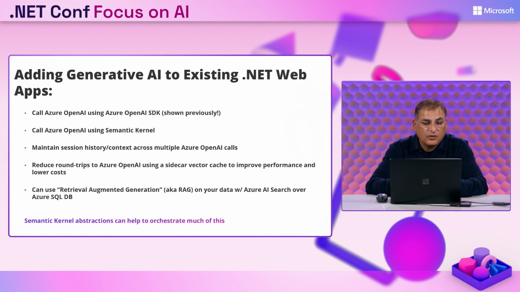Or if you're looking at using a sidecar pattern on Azure App Service for Linux, especially if you are looking at options like vector caching to improve performance and even lower cost. These are different scenarios or ways that you could introduce generative AI capability for a new .NET 8 web application.